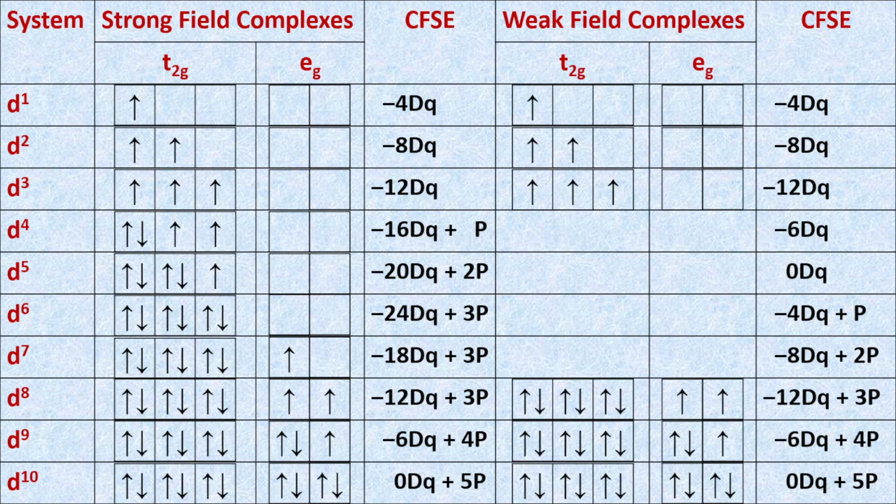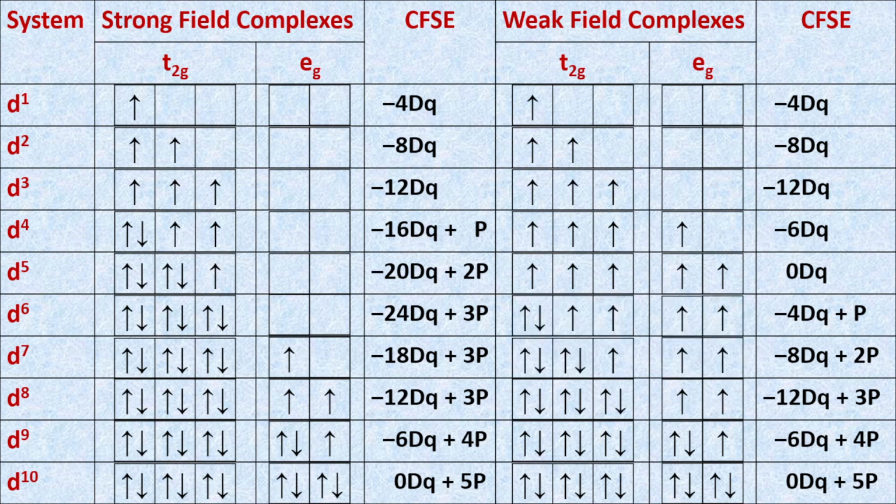Now consider the d4, d5, d6, d7 systems of weak field complexes. Since the energy between the t2g level and eg level is low compared to the pairing energy, the fourth electron in the d4 system gets easily excited to occupy the eg level. Similarly, the fourth and fifth electrons in d5 will also occupy the eg level. In d6, d7, d8 systems, after filling a single electron in each orbital of the eg level, the remaining electrons are filled in the t2g level to give a set of paired electrons. I hope now you understood the concept of filling electrons in d1 to d10 systems, both in strong field and weak field complexes. You can calculate the value of CFSE in each case using the formula mentioned in the previous slide.